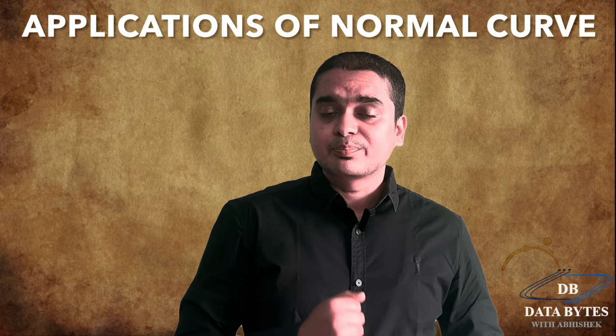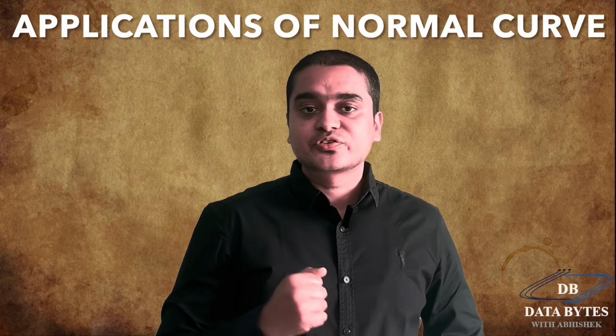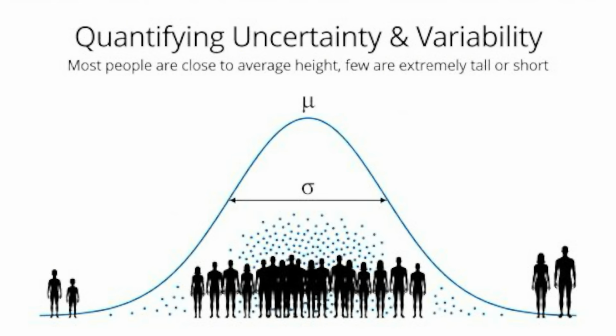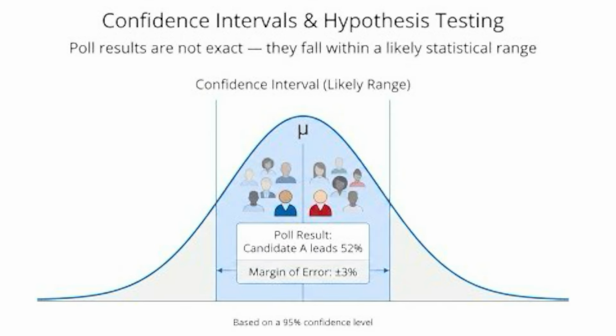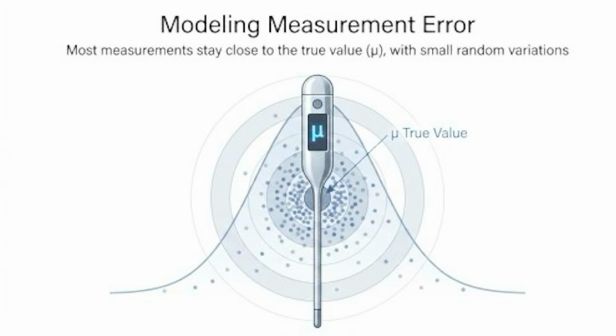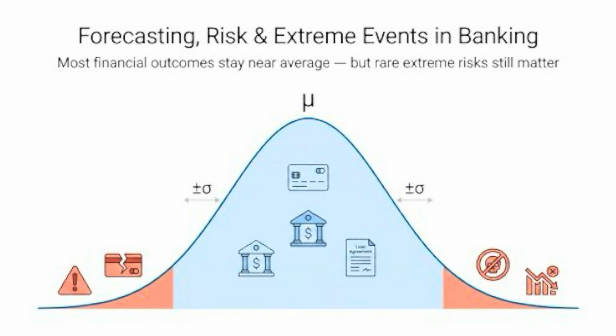Because the normal curve appears so often, it becomes extremely useful in practice. It allows us to quantify uncertainty and variability, estimate probabilities around an average, build confidence intervals and hypothesis tests, model measurement error, and support forecasting and risk assessment. Whenever outcomes are driven by many small effects, the normal curve becomes a powerful and practical approximation.